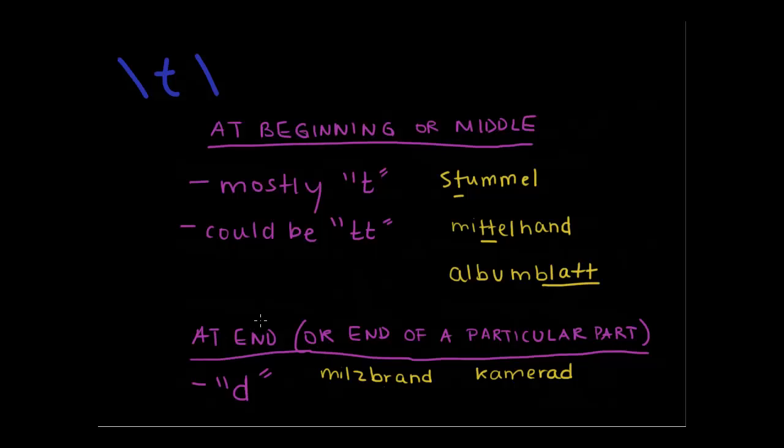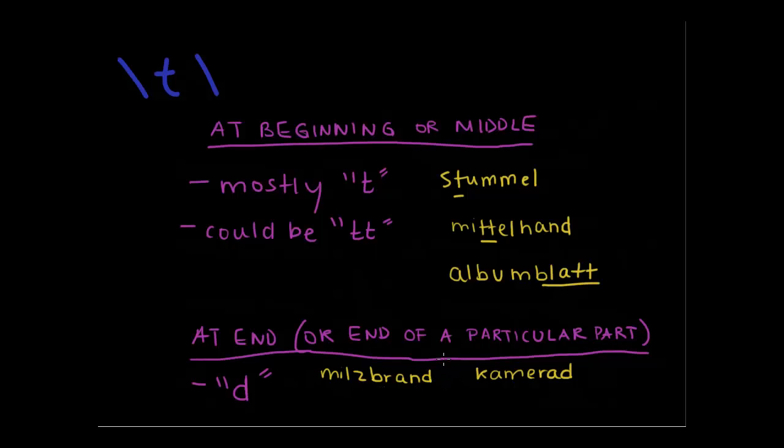If it's at the end of a particular part, well, a lot of German words are sort of like compound words, like this one, Mittelhand, means middle hand, Albumblatt, I know Blatt means leaf. I'm not sure what Album means, but again, it's a compound word. So if the T sound happens at the end of one part of the compound word, the first one, because if it's the second one, it's going to be at the end anyways. Like these words, Milzbrot. It's part of Brot, but it's at the end of the second part, so it's going to be at the end of the whole thing.